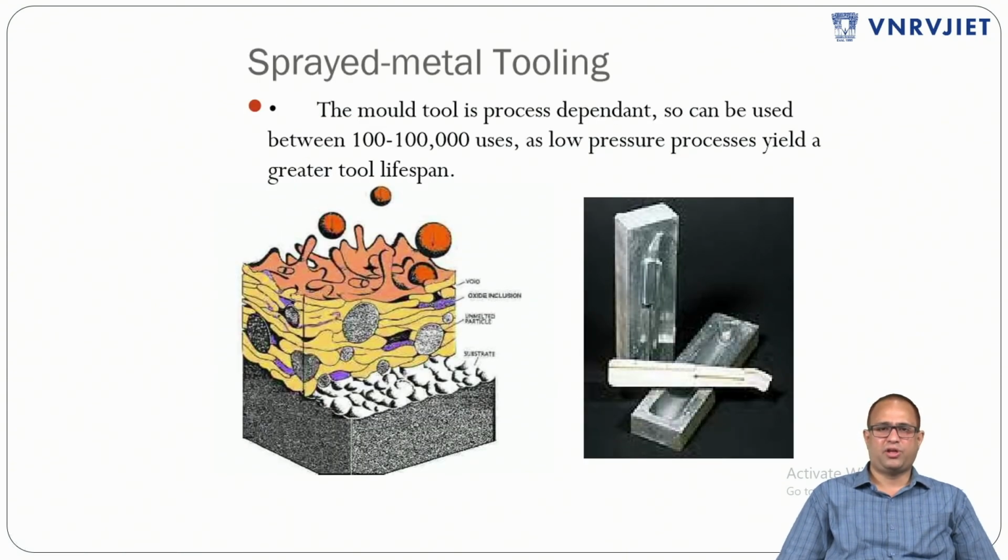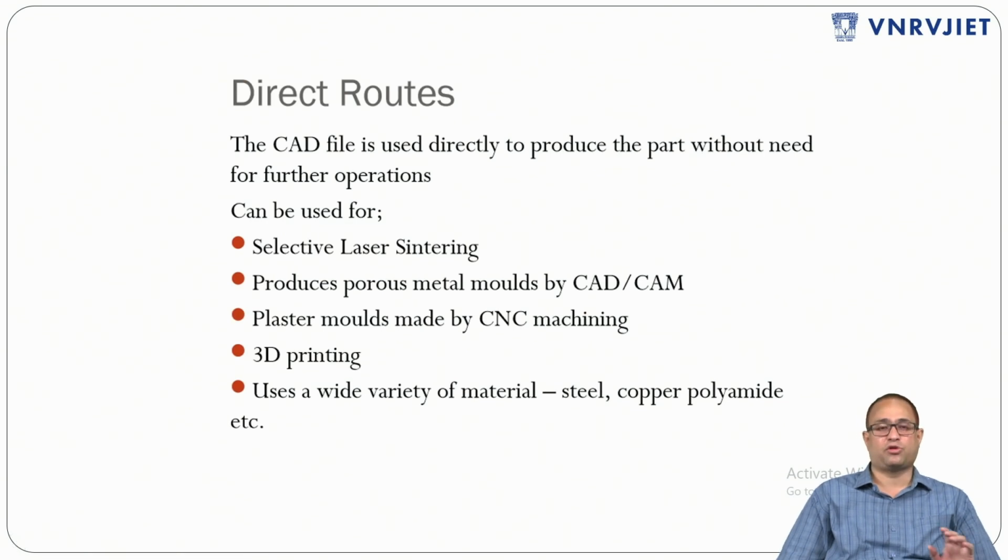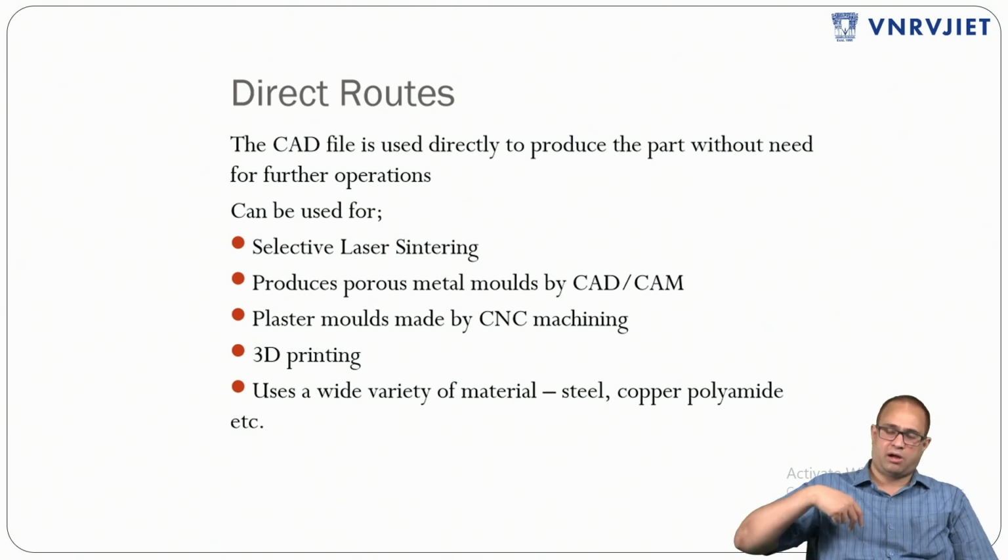Up to here, these are the indirect routes. Now coming to the case of direct routes. In direct routes, the CAD model is created and converted to an STL file, and then the concerned part is prepared using any additive manufacturing technique, and that part is used directly. This is called direct rapid tooling.